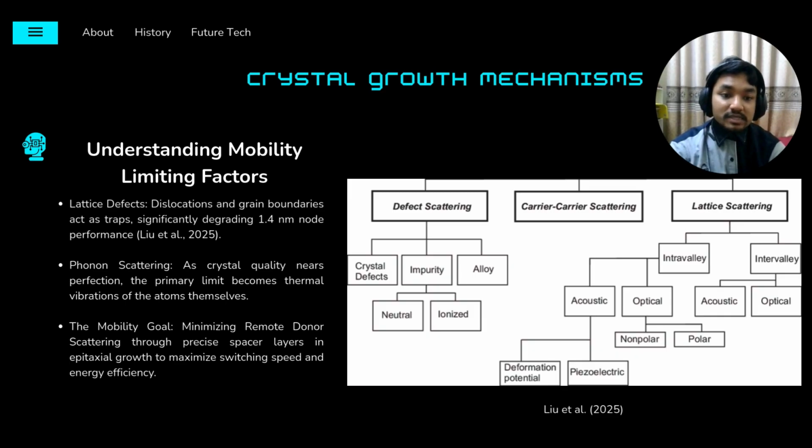But as our crystal quality nears perfection, we arrive at the fundamental physical limit, phonon scattering. These are the inevitable thermal vibrations of the atoms themselves within the lattice. Our final goal is minimizing remote donor scattering through precise spacer layers in epitaxial growth. By perfecting the growth mechanisms from the bulk level to the atomic layer, we maximize switching speed and energy efficiency for the next generation of technology.